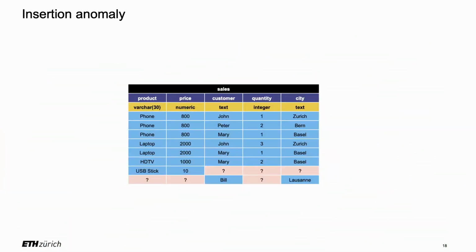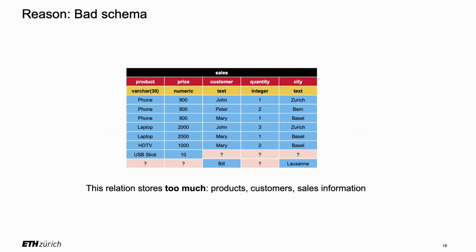All right, so this is an insertion anomaly. So basically, the problem we have here, if we just describe it waving our hands, because we do it mathematically, but if we describe it waving our hands, that table is storing too much. It stores products, it stores customers, it stores sales information, and so on. That's too much.